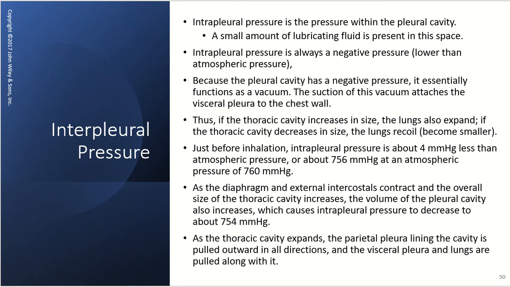As the diaphragm and the external intercostal muscles contract and the overall size of our thoracic cavity increases, the volume of the pleural cavity is also going to increase. This is going to cause the interpleural pressure to decrease to 754 millimeters of mercury. Right? So as the thoracic cavity expands, the parietal pleura that's lining the cavity is going to be pulled outward in all directions. And the visceral pleura and the lungs are also going to be pulled along with it.